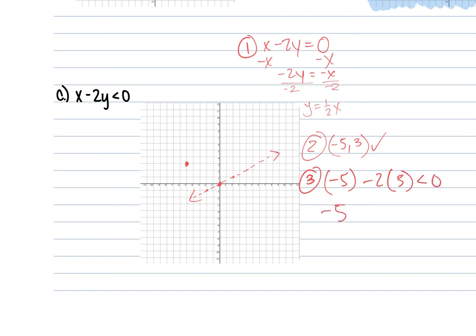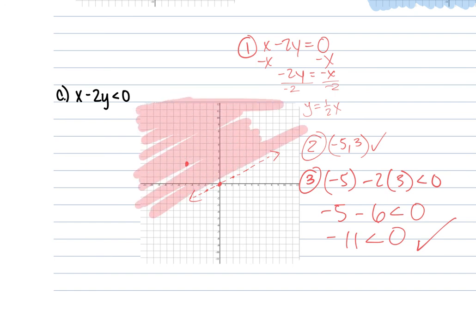-5 stays the same. And then this is minus what, 6? Is that less than 0? It's going to be -11. Is -11 less than 0? Yes. So if that works, do you see how our dot was above our line? We shade above our line as well. Whatever point you choose, when it doesn't work, then you shade the other side.